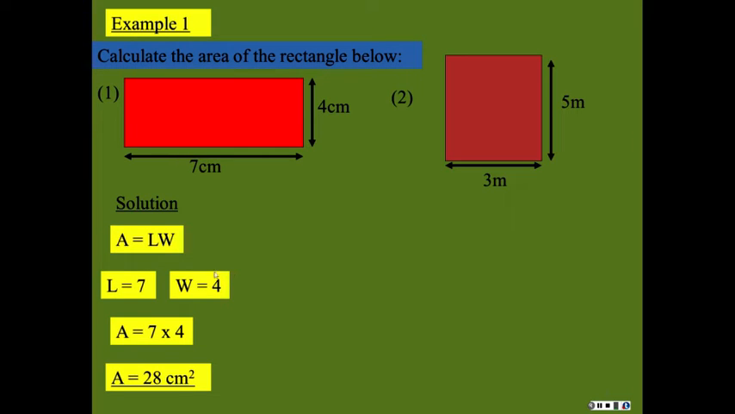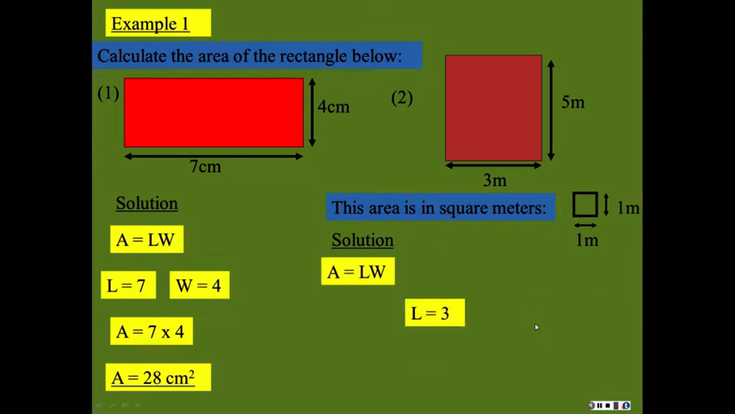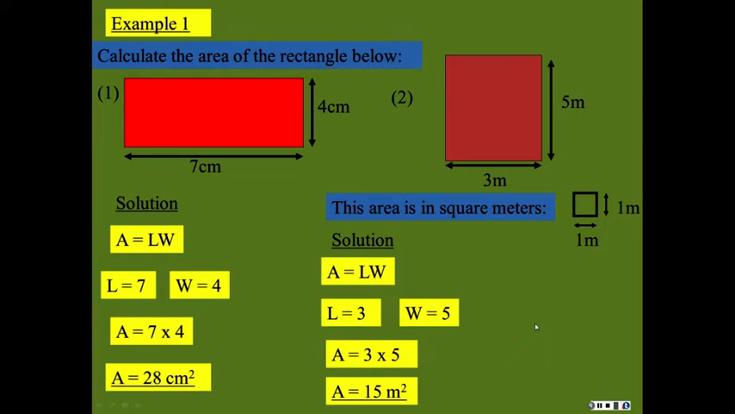Now, what about this one? On problem 2. 15, is that centimeters, Nancy? Meters. M is just meters, right? So 3 times 5 is 15, and we'll just write meters squared. Pretty easy, right? Okay, good.